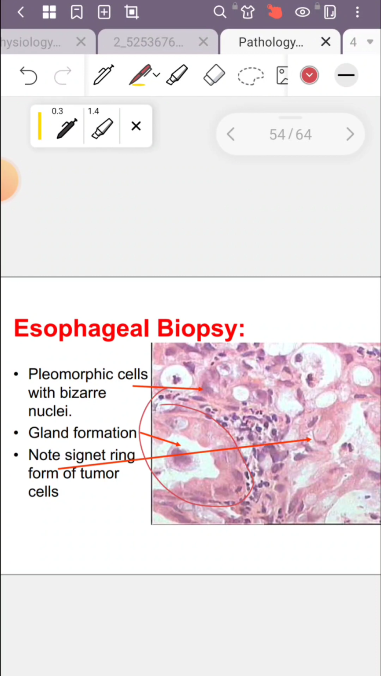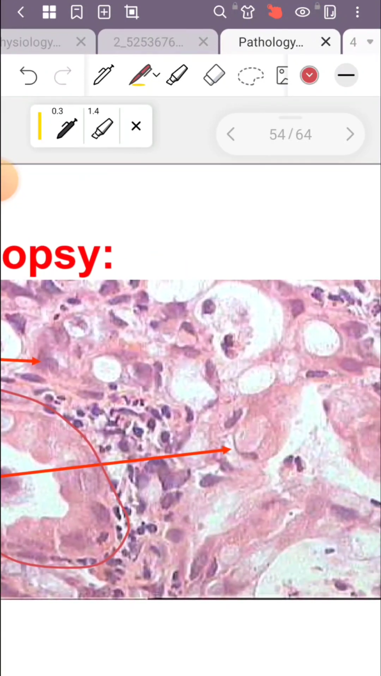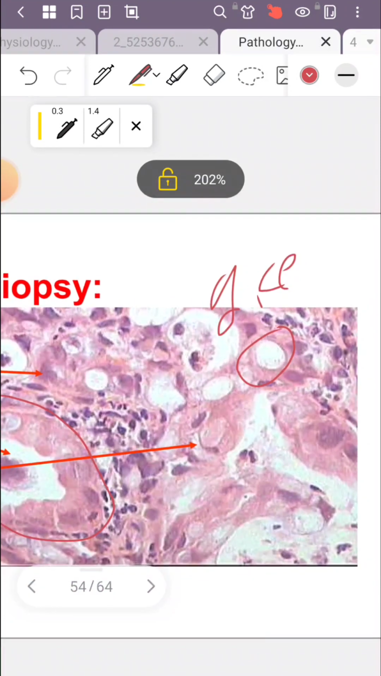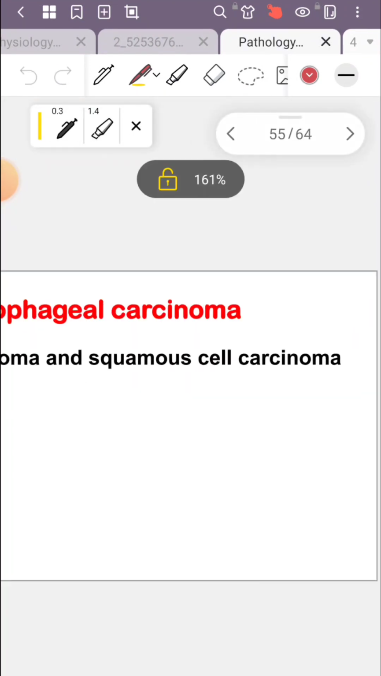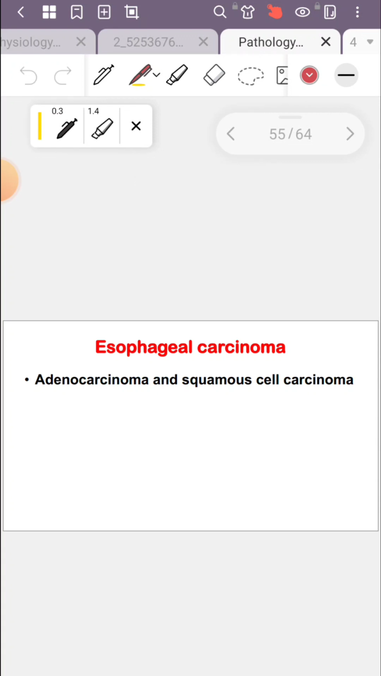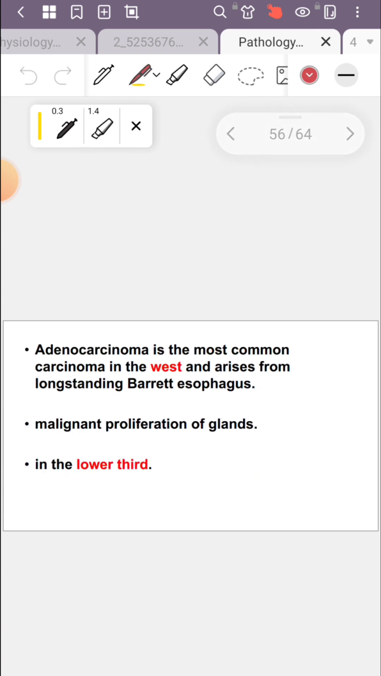هذا شنو؟ هذه goblet cells، تمام؟ Goblet. Esophageal carcinoma: adenocarcinoma and squamous cell carcinoma. قلنا squamous cell carcinoma is the worldwide type affecting the upper and middle third. Lower third هو الadenocarcinoma. Squamous cell carcinoma most common in the world. حكينا الكلام.